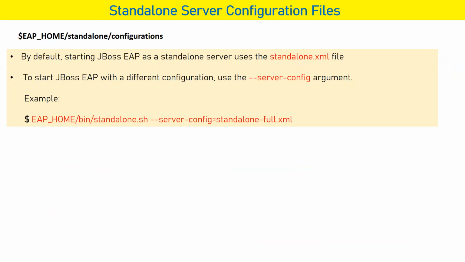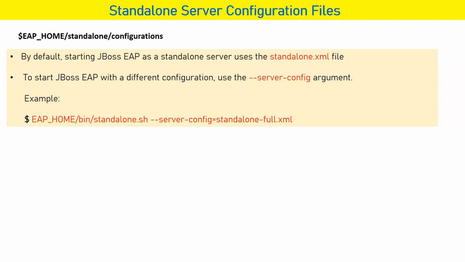Inside that you will have a folder called configurations, and inside that you will see all the configuration files along with all the profile XML files. Okay, so as you see on the screen, when you're starting the JBoss instance with standalone.sh, you have to give the particular profile with the help of -server-config equal to the name of your XML file.